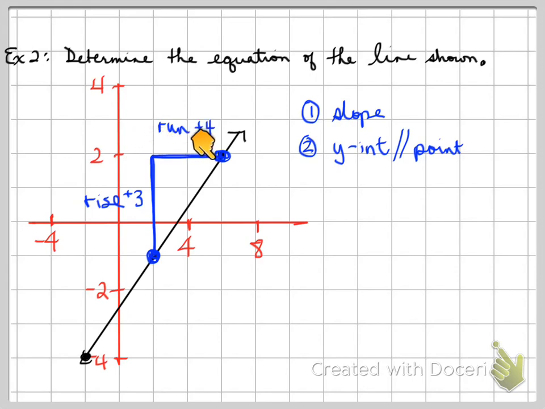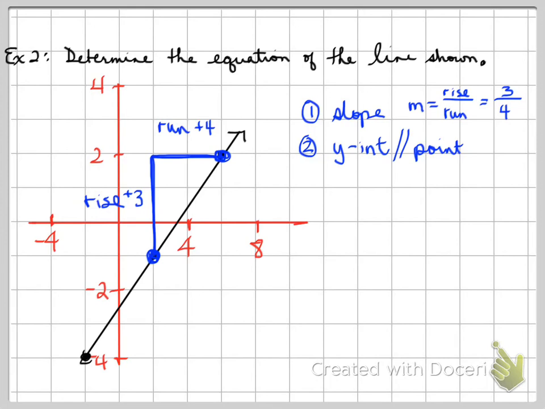Why is it run 4? Look at the scale down here on the bottom, folks. Some of you might have been tricked like I was, that it might be run 2. But in this case, looking at the scale, each of these blocks goes by 2. So going across means that we ran 4. So the slope is rise over run, and that will give us 3 over 4. So that is our slope.